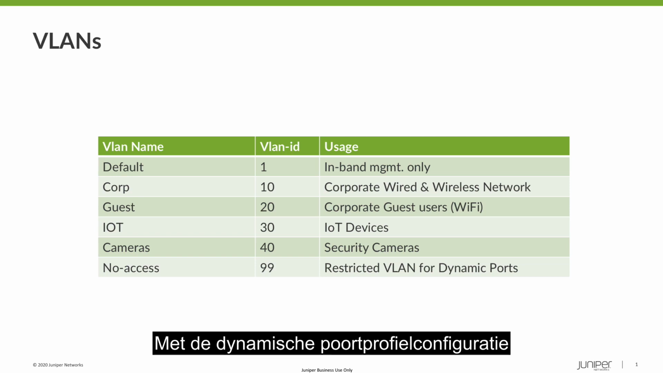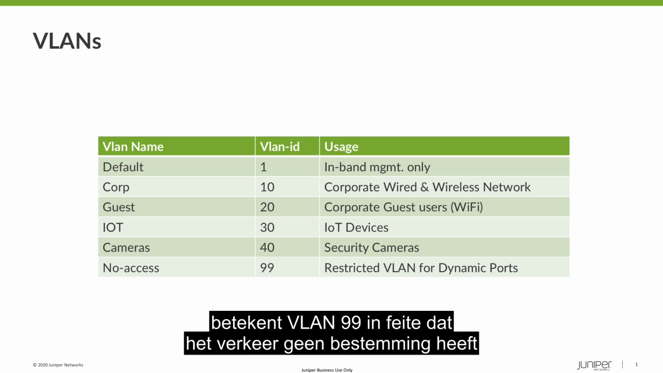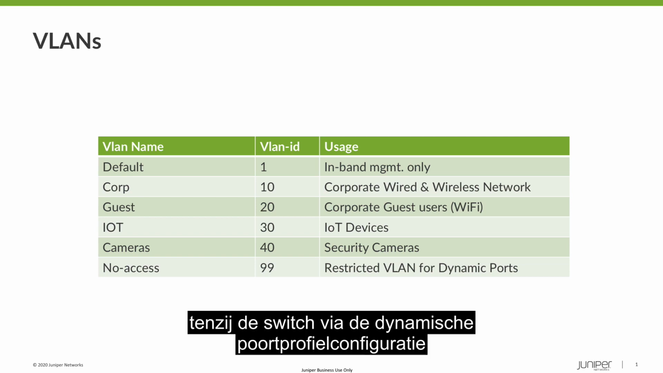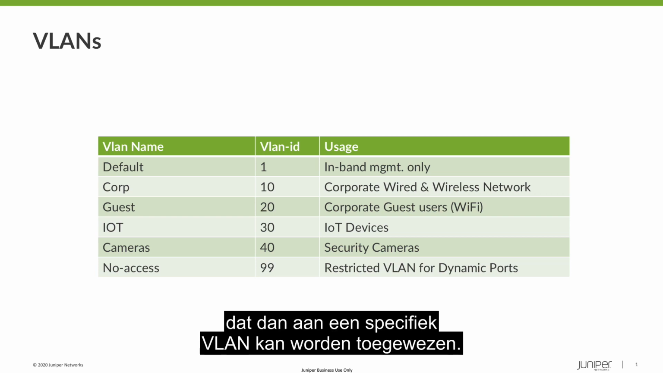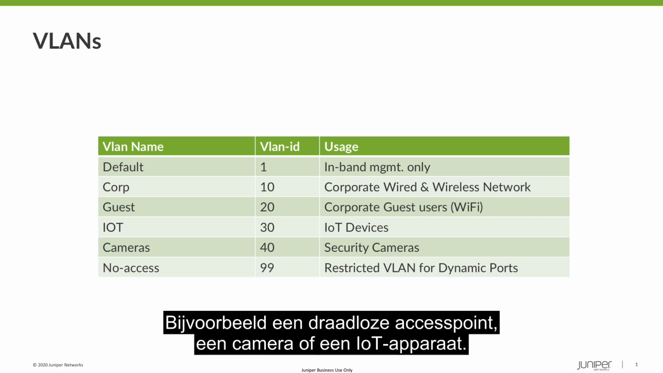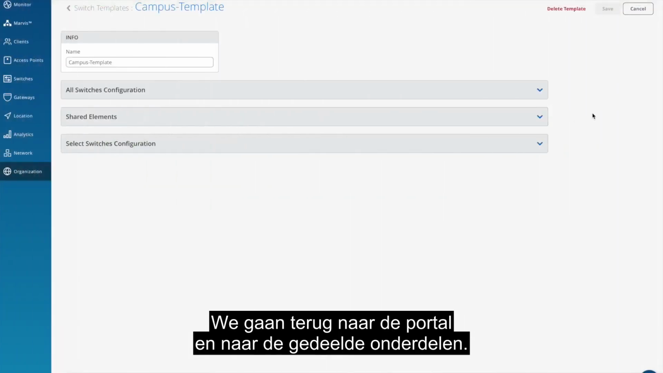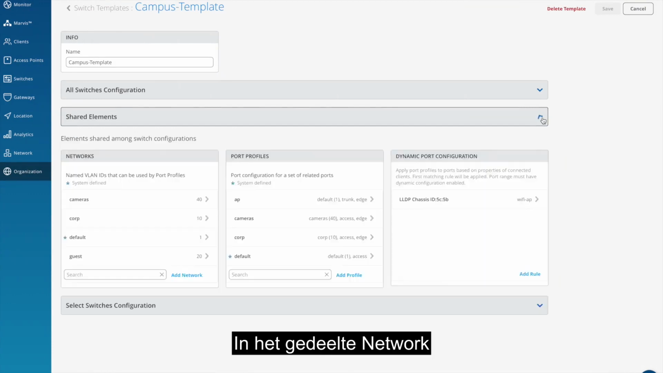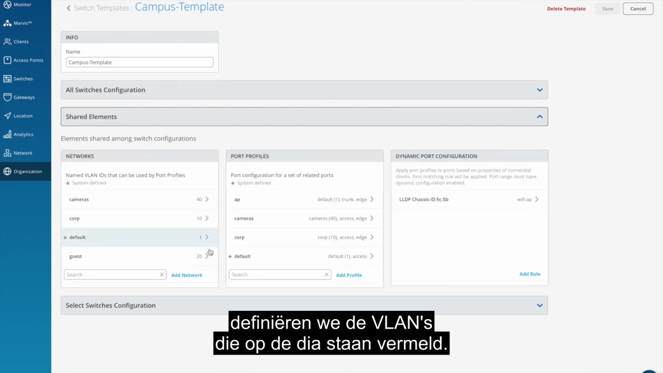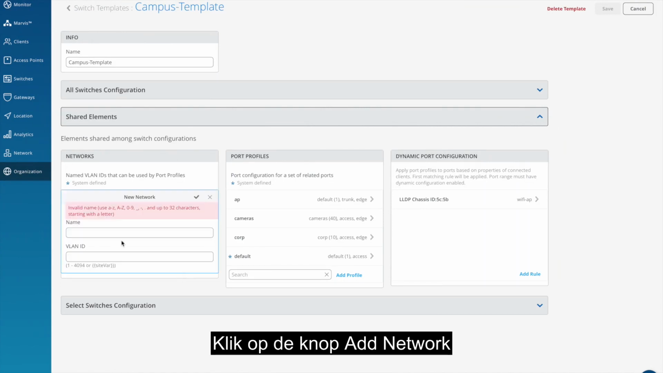With the dynamic port profile configuration, the VLAN 99 will effectively mean that the traffic has no route to anywhere unless the switch detects, through the dynamic port profile configuration, a specific device that can then be remapped to a specific VLAN, for example, a wireless access point or camera or IoT device. Okay, so going back to the portal, if we go into shared elements and we look at the network section, this is where we define the VLANs that I listed in the slide. You just need to click the add network button, enter a name and a VLAN ID.